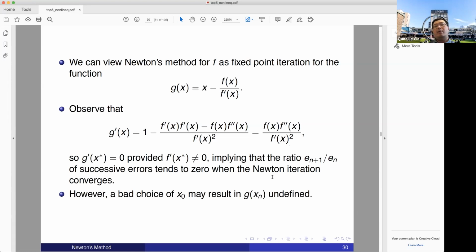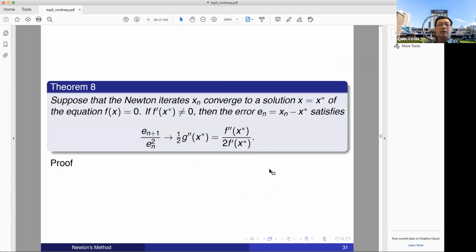Before we discuss how good it is compared with fixed point iteration, we have to define the errors. So what are the errors? The error is the difference between the approximate solution minus the exact solution. And you see, the theorem just says that the error at step n plus one over en square will go to a fixed constant. So before we prove this theorem, let's look at this one. En plus one over en square is a constant, yeah?